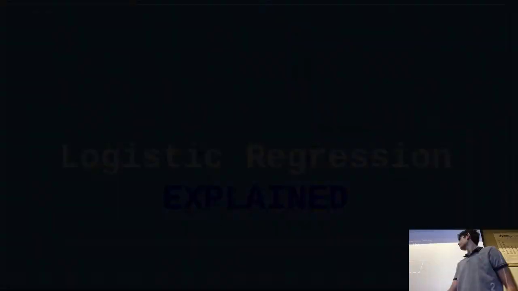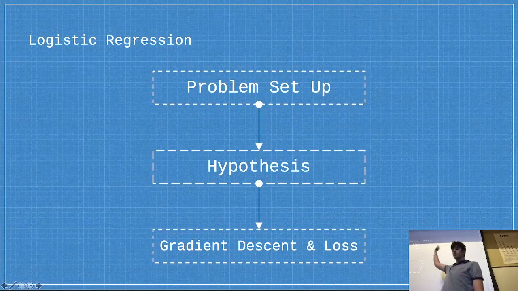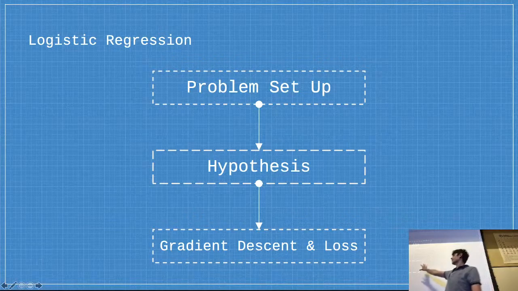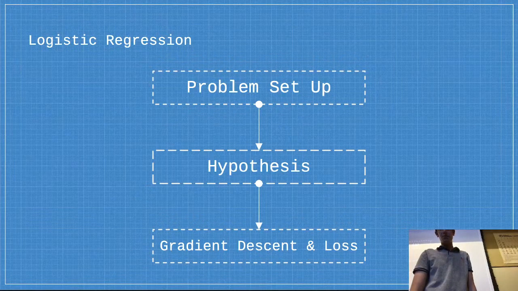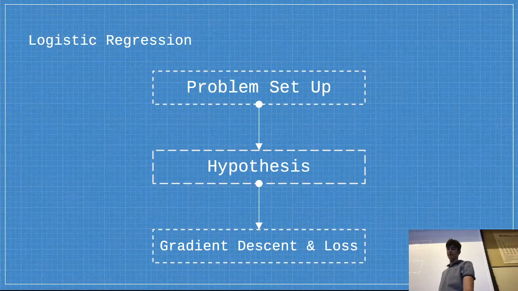Really, we're going to talk about the logistic regression problem. We're going to talk about the hypothesis function, which is the function that defines logistic regression. And then we're going to talk about gradient descent and loss. And I'll explain what all of these mean, but let's start with the problem setup. So really, we're talking about what type of problem we can use logistic regression for.